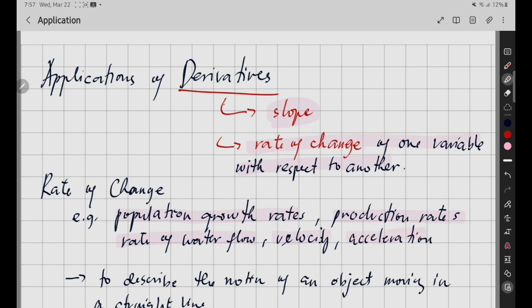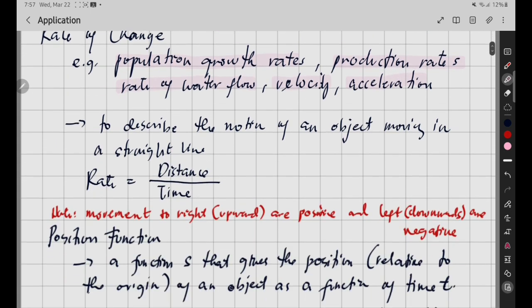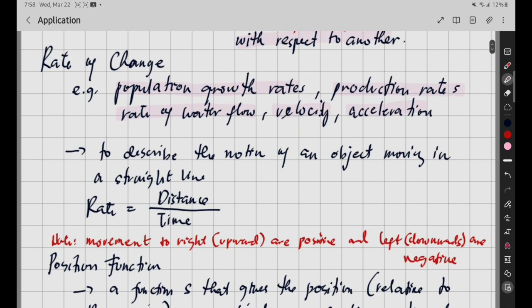acceleration. So basically, the rate of change is used to describe the motion of an object moving in a straight line. So usually, we have the rate is equal to distance over time. And note, okay, the movement to the right or upward are positive. You have positive values. And if the movement is going to the left or downwards, then the values are negative.